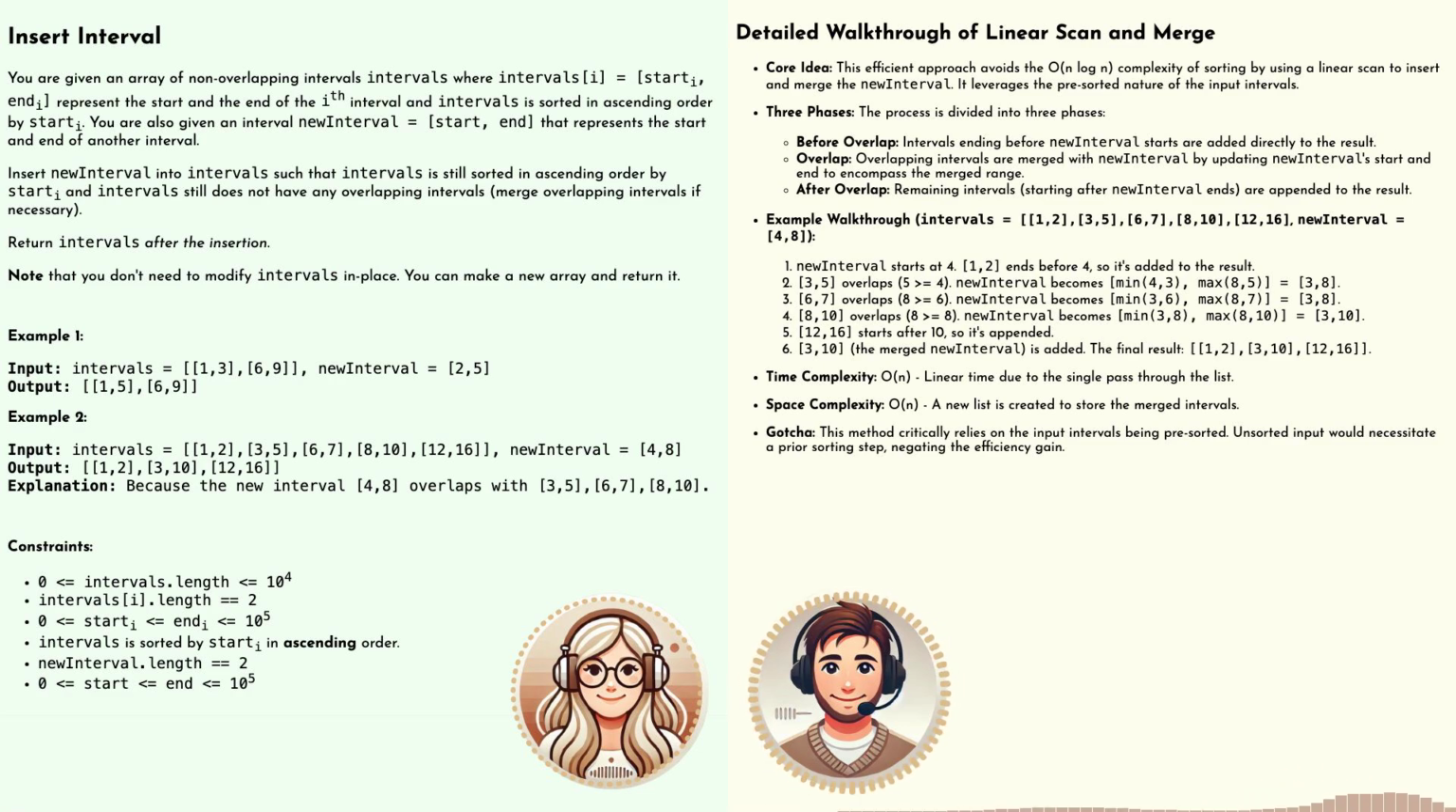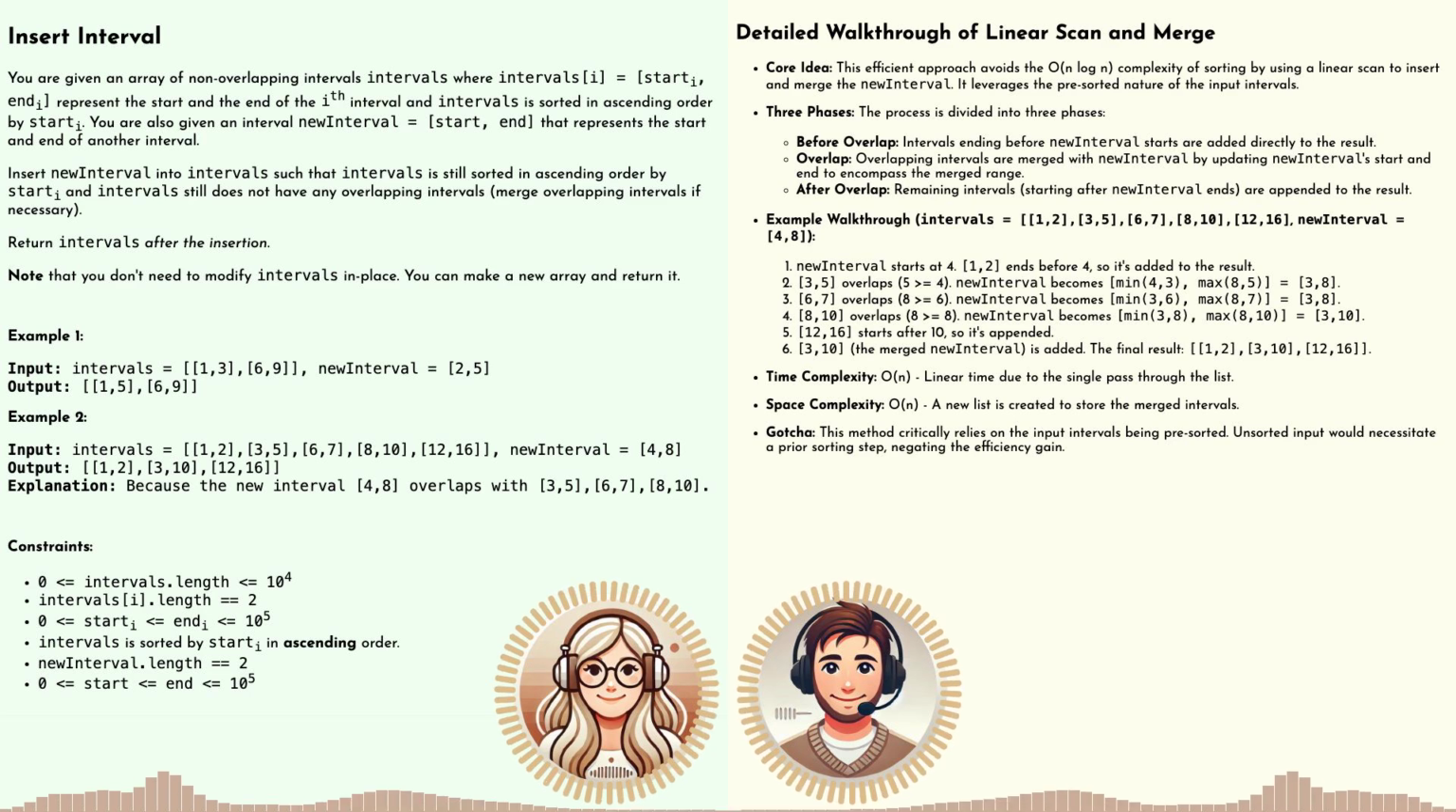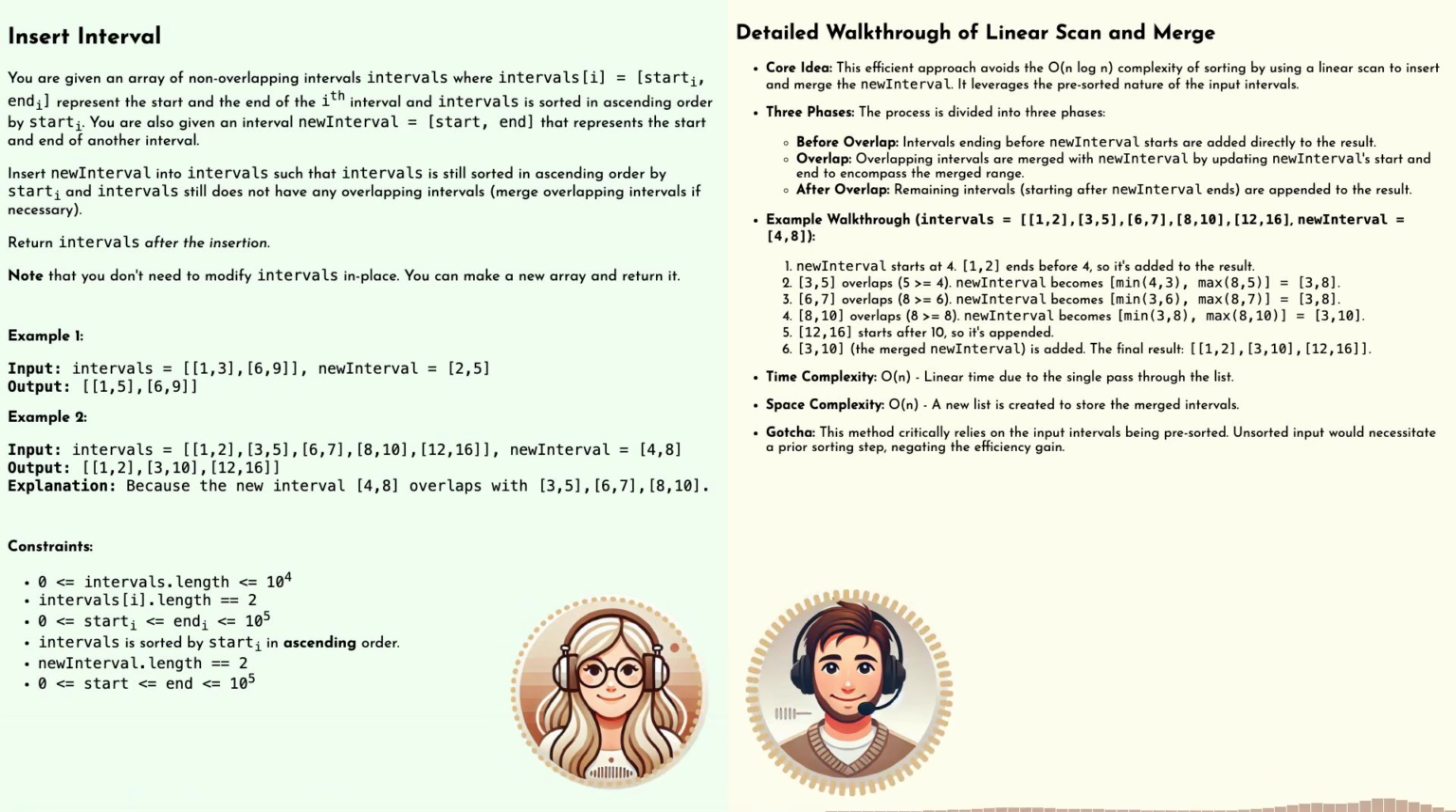What about the last interval on the list, 12,016? This is where things change. Yeah. 12,016 doesn't overlap with our current merged interval 3,000 at all. Okay. It starts after our merged interval ends. Right. This is our signal to finally add the merged interval to the result list.